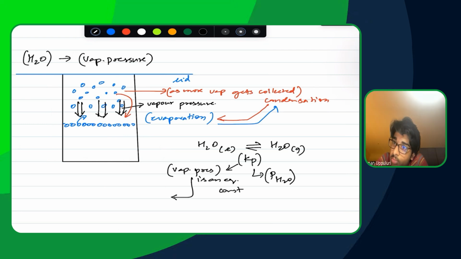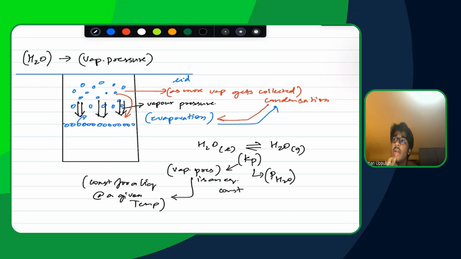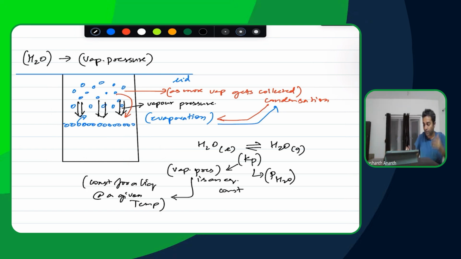Okay. Now, next up. So in this particular case here, vapor pressure is an equilibrium constant. What does that mean? That means it is a constant for a given liquid at a given temperature. Clear? Yes, sir.